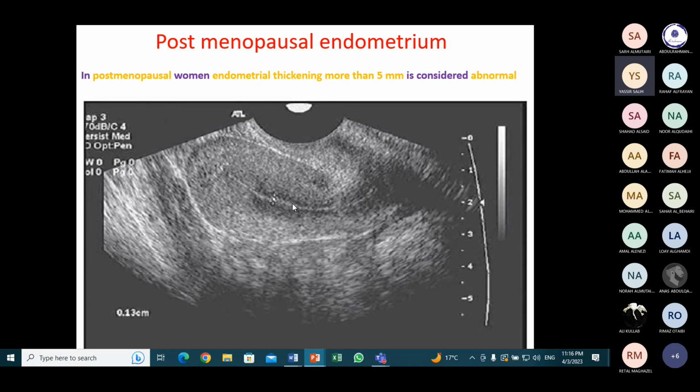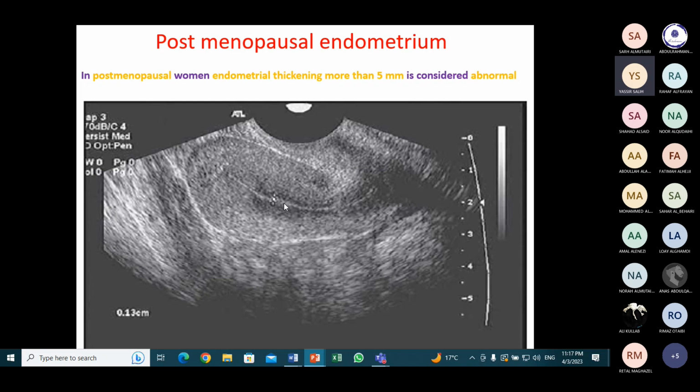And this endometrial thickness should be measured, especially in a patient presenting with bleeding, especially in postmenopausal women, to exclude endometrial carcinoma. Because if this endometrial thickening is more than 5 millimeter, it is considered enlarged. I mean up to 5 millimeter is normal. More than 5 millimeter is considered abnormal. And at this time, you can suspect endometrial carcinoma, especially in postmenopausal women.